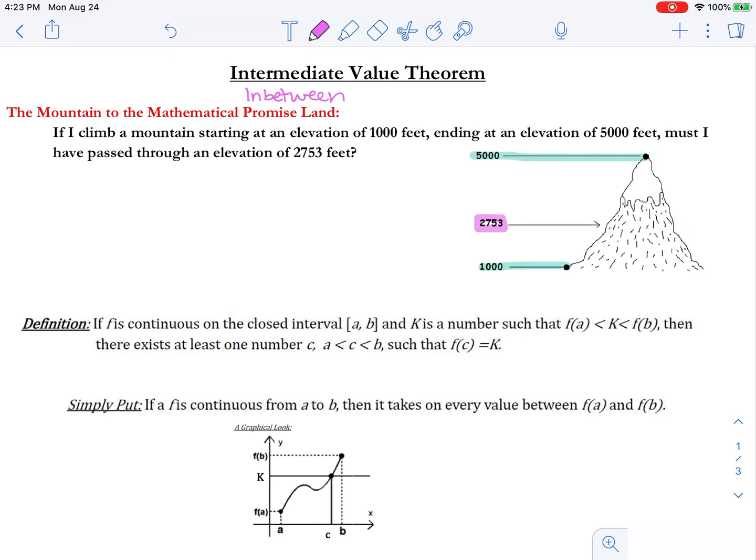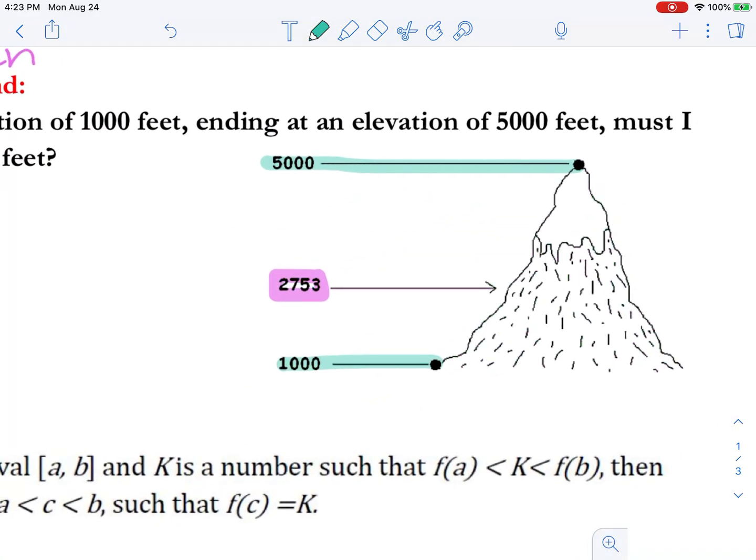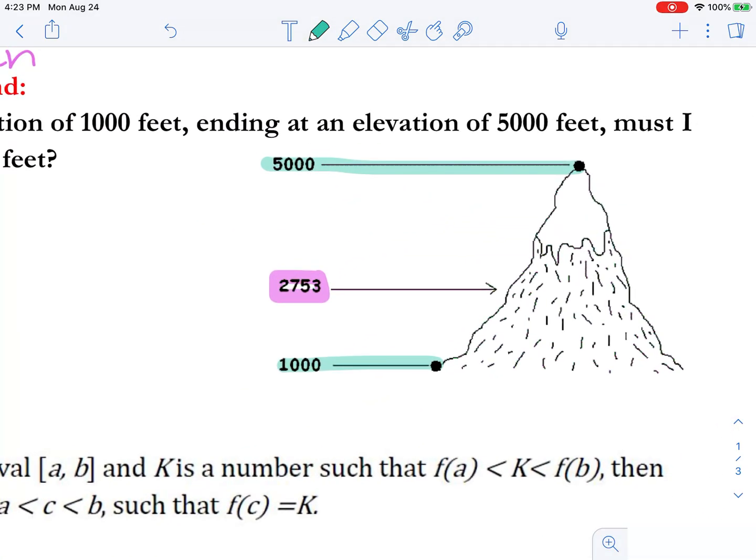First of all, these values of 1,000 and 5,000 are not our x values. I am starting here at time t equals 0. That's like your x value. My y value would be, not 0, my y value would be here at 1,000 feet. Then let's say time would be maybe 15 hours later. I'd maybe be at 5,000 feet. That would be my y value. My x value would be the 15 hours.